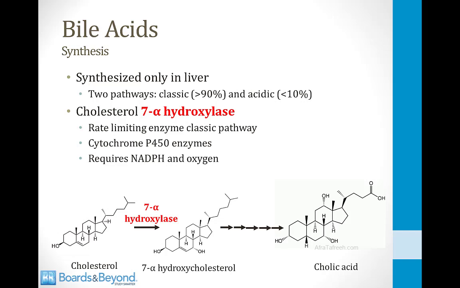So as we have seen, in order to create bile salts, which you need as surfactants for the digestion of lipids, you need to begin with bile acids. And bile acids are synthesized in the liver from cholesterol. There are two synthesis pathways. The classic pathway is the major pathway. There's also a minor pathway called the acidic pathway.